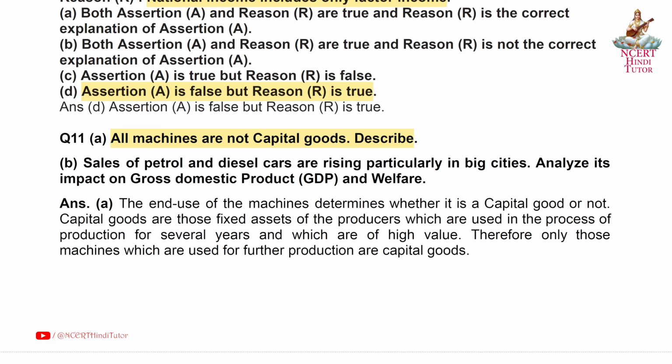Describe. Answer. The end use of the machines determines whether it is a capital good or not. Capital goods are those fixed assets of the producers which are used in the process of production for several years and which are of high value. Therefore, only those machines which are used for further production are capital goods.